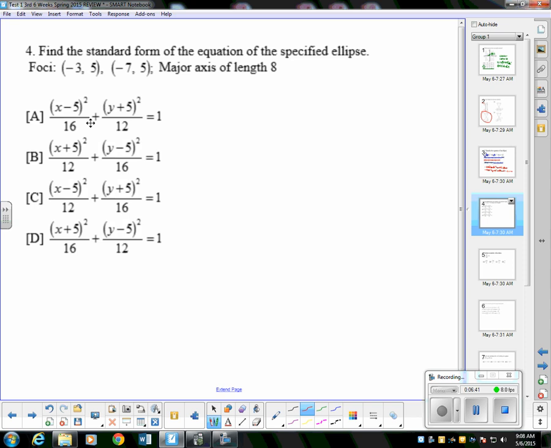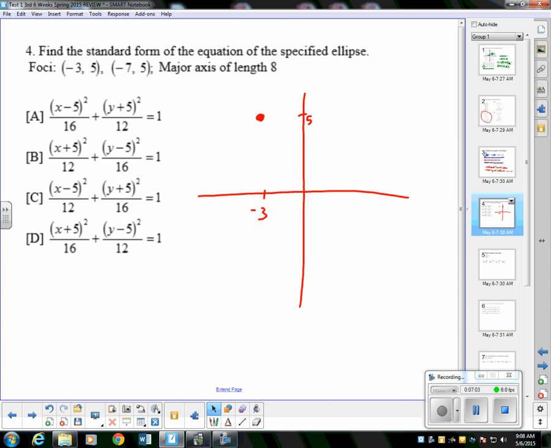My suggestion to you was to make a quick sketch of what you're given. You're told that you have foci at negative 3, 5. So if I go over 3 and up 5, one of my foci is at negative 3, 5. And the other one is at negative 7, 5. All right, this is going to be distorted a little bit. Those two are foci right there, at negative 3, 5 and negative 7, 5. And it says you have a major axis of length 8. Now that's going to play into what we're going to do here.